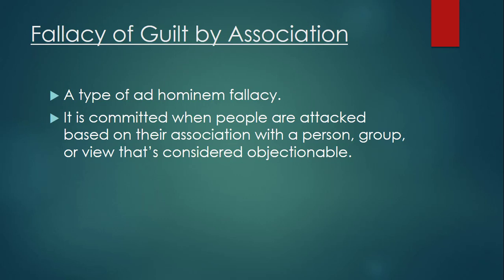Okay, so the next fallacy, we can actually think of it as a subset of the ad hominem fallacy. It's a type of ad hominem fallacy, and this is the fallacy of guilt by association. And this fallacy is committed when people are attacked based on their association with a person, group, or view that's considered objectionable. So notice here what's going on is the same general thing that's going on with an ad hominem fallacy. A person's membership in a group here is being attacked, and therefore they're saying this person's claim or statement is therefore false.